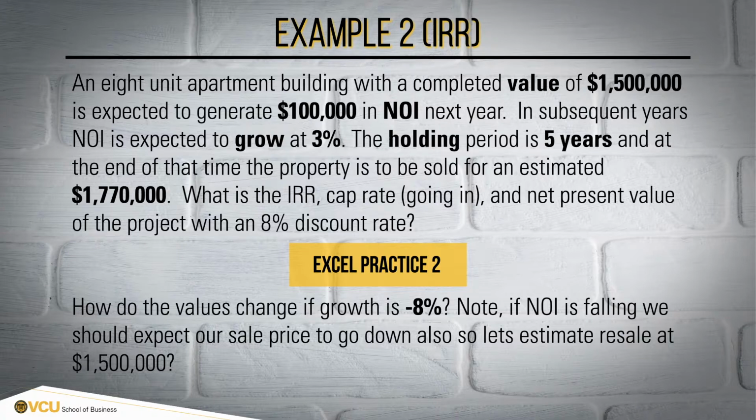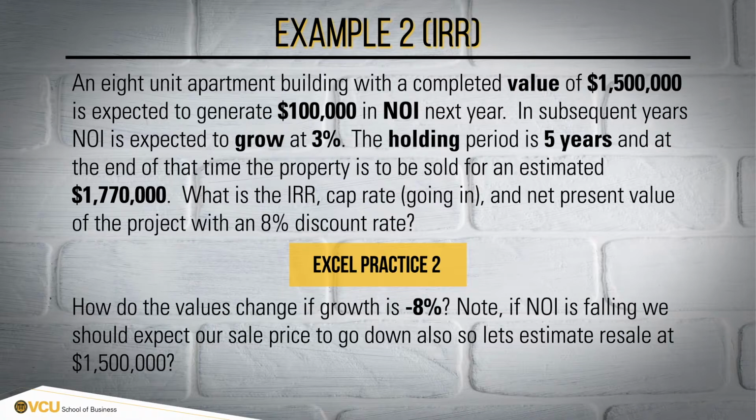So I want to know what the IRR is, but I've also asked for a couple of other items, and that's the cap rate. It says going in, and I'll get into that in just a second. The NPV, or the net present value of the project, we're going to determine on an 8% discount rate. Then we're extending it a little bit and asking, what happens to these numbers if growth in NOI is actually negative?